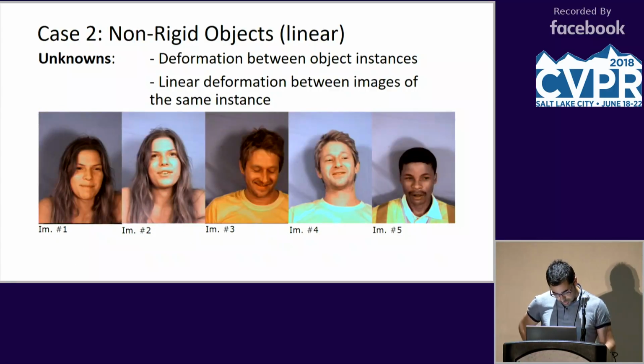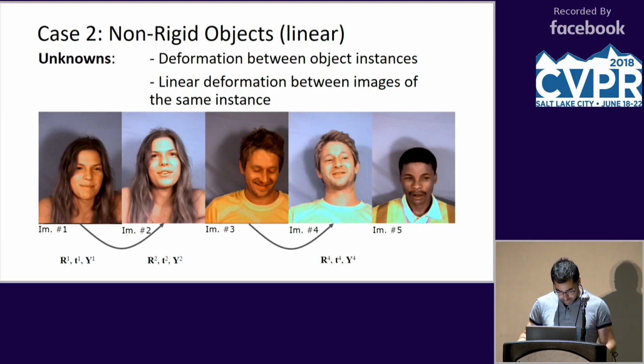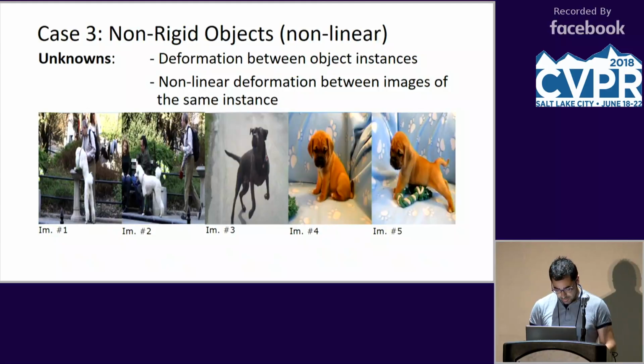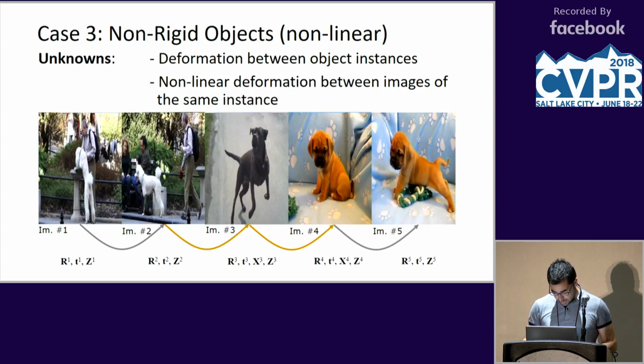Secondly, we can also consider non-rigid objects, such as faces. In this case, we can find a deformation between object instances and a linear deformation between faces of the same instances. And finally, we can extend our observation to nonlinear deformation, such as the articulated motion of humans and animals. In this more general case, we can use three components to code the 3D configuration per image.